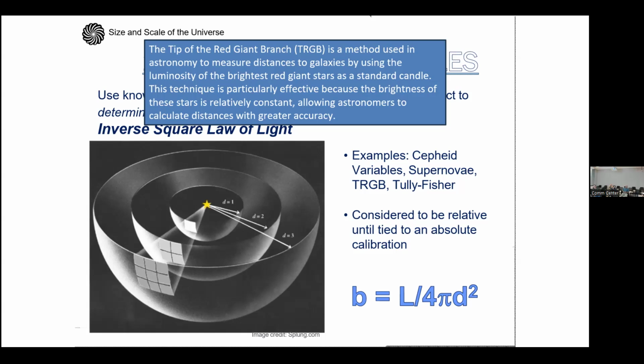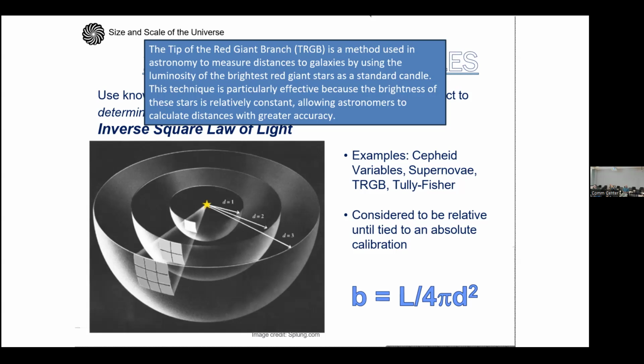So the TRGB is the tip of the red giant branch. When a regular size star, not a giant star, but a typical size star like our sun, goes into its red giant phase, there's a point it reaches where it levels out in luminosity.